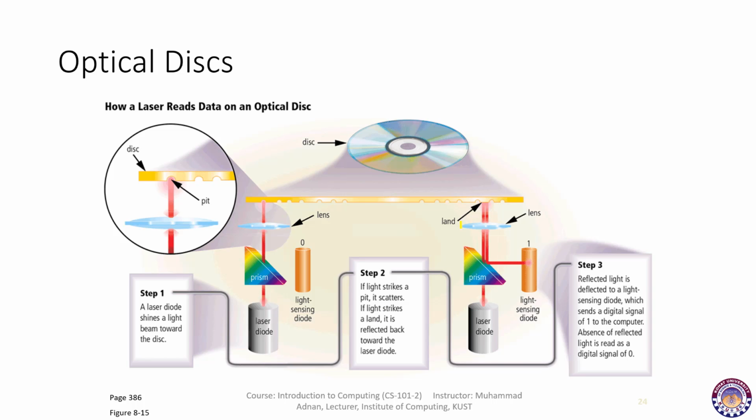So you can see this laser diode, it is throwing that light beam on the disc, where if the light is not reflected, then it is read as 0. If it is reflected, then it is read as 1. So reflected light is deflected to a light sensing diode, which sends a digital signal of 1 to the computer. Absence of reflected light is read as a digital signal of 0.